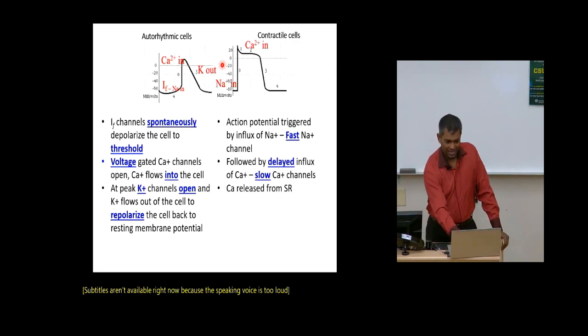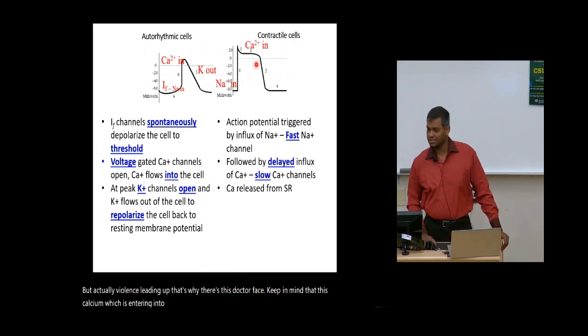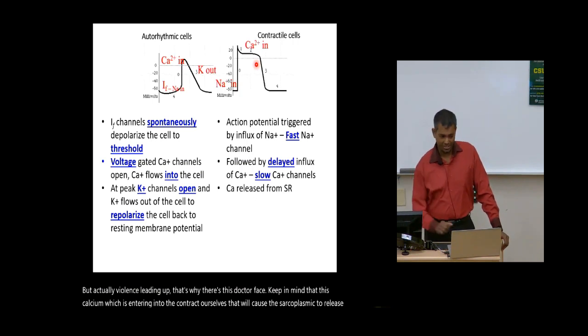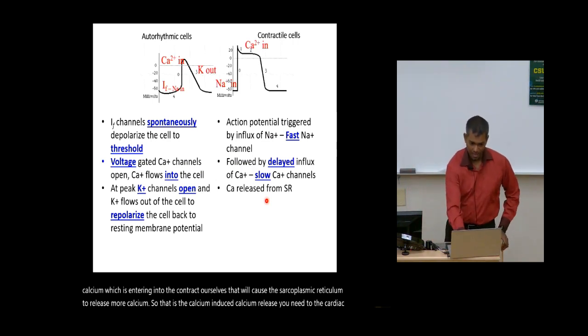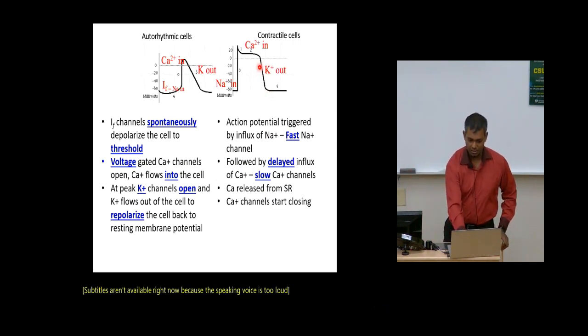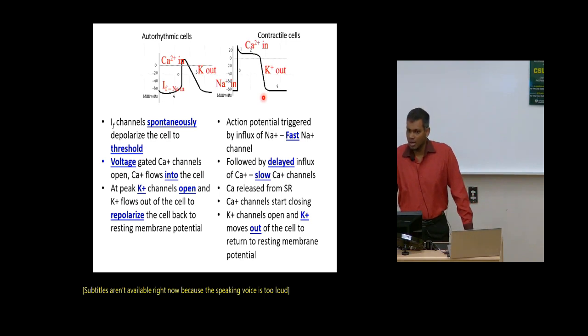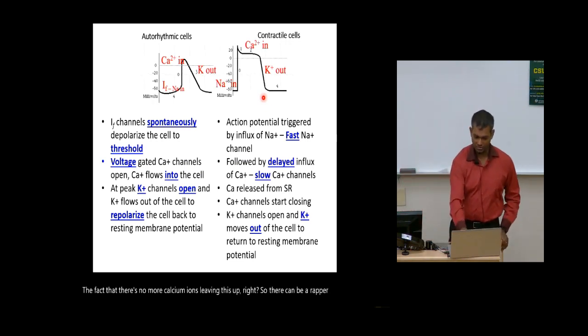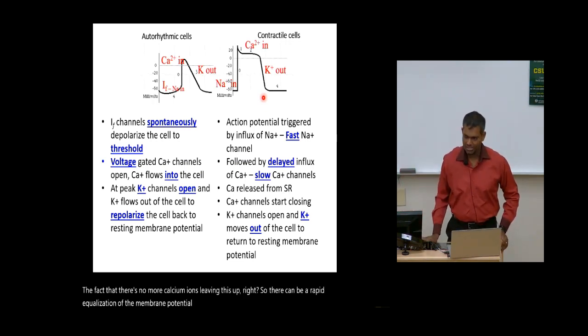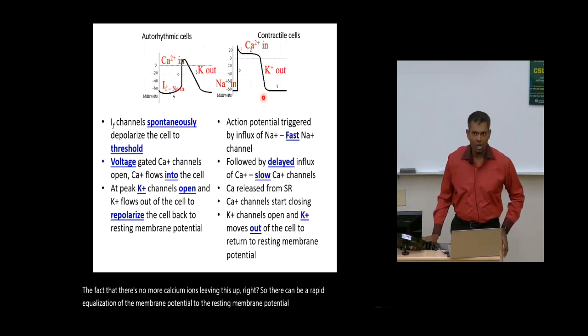Keep in mind that this calcium which is entering into the contractile cells will cause the sarcoplasmic reticulum to release more calcium. So that is the calcium-induced calcium release unique to the cardiac myocytes. And eventually these calcium channels will close, and then there can be rapid repolarization because the potassium ions will flow out, since there's no more calcium ions entering the cells, right? So there can be a rapid repolarization of the membrane potential to the resting membrane potential. Are we clear on this?